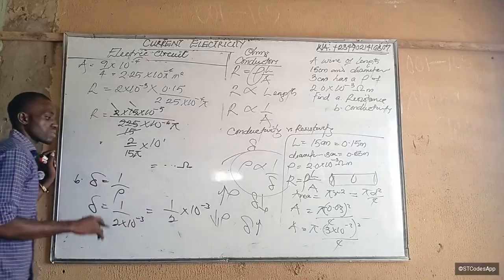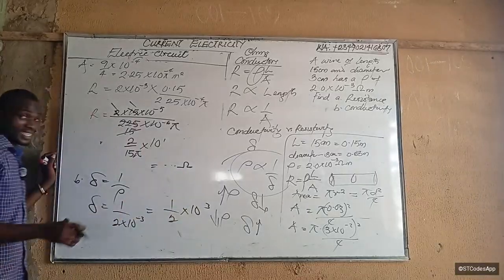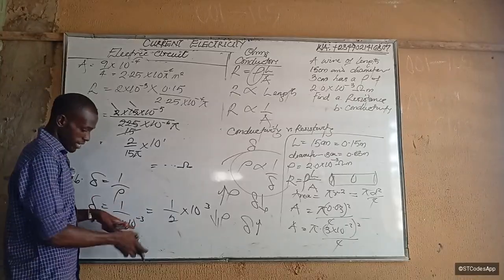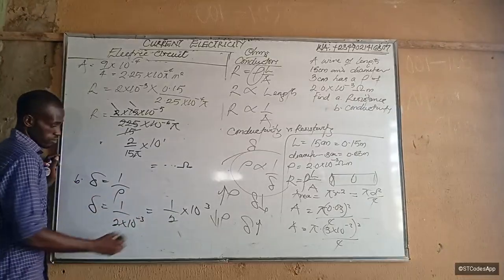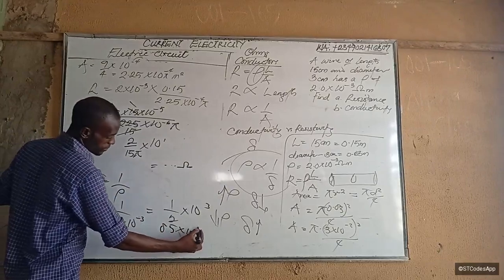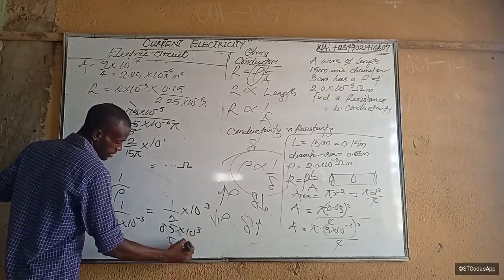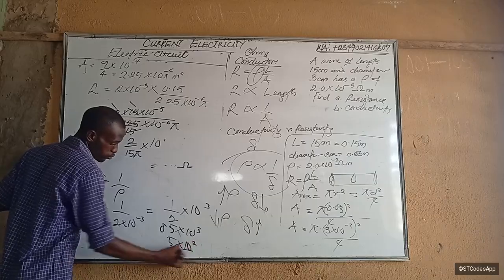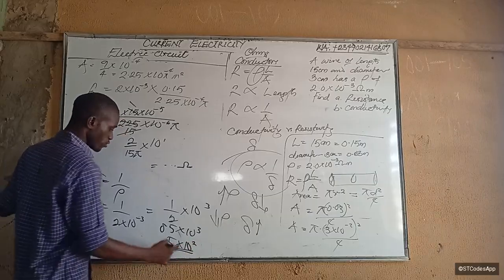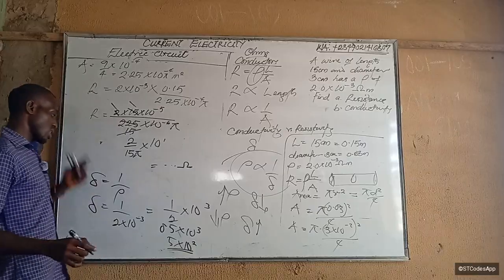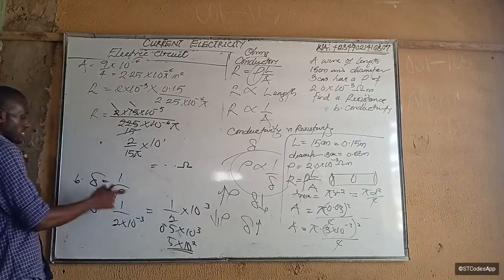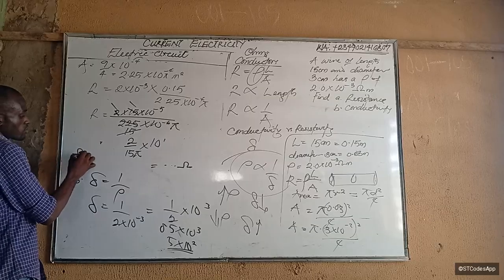I hope you believe that. Good. 1 over this means 10 to the power 3, because minus becomes plus. So that will be 0.5 times 10 to the power 3. That becomes 5 times 10 to the power 2. That's 500. Now, this one is ohms meter.